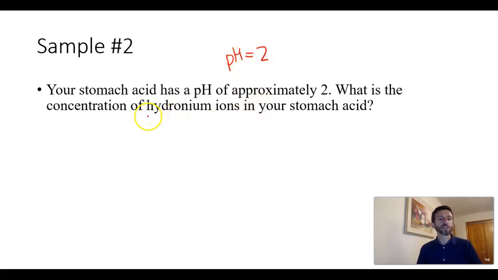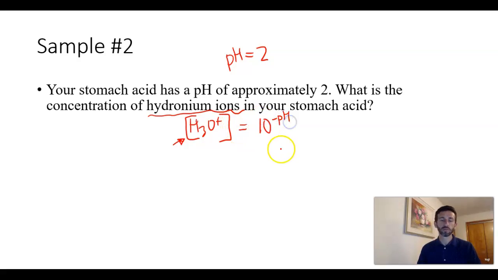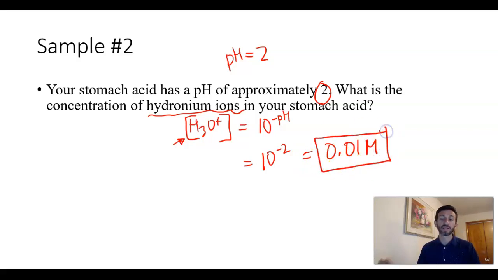So I know my pH is 2. What is the concentration of the hydronium ions? So I'm looking for my concentration of hydronium ions. Remember, those brackets mean molarity or concentration. I know that my hydronium ions are going to equal 10 to the negative pH. So I'm going to make that equal 10 to the negative 2 because my pH is 2. Well, 10 to the negative 2 is the same thing as 0.01 molar. So that is the concentration of hydronium ions in my stomach.